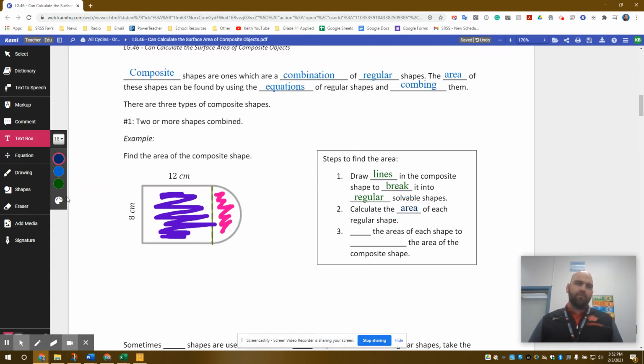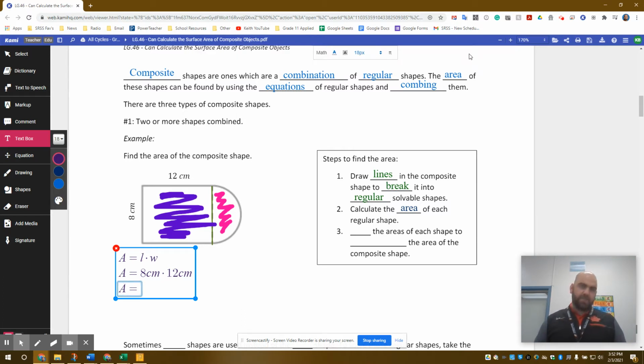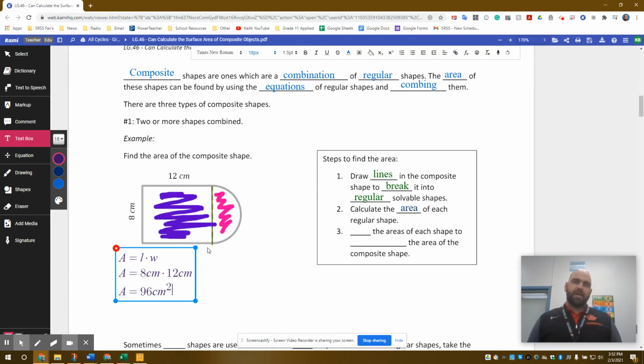And I'm going to start off with doing the rectangle. Okay, so the rectangle, we know that area is equal to length times width. And so that tells us that our area is equal to 8 centimeters times 12 centimeters. And doing the calculations here, 8 times 12 is 96 centimeters squared. There we go. There is our rectangle.